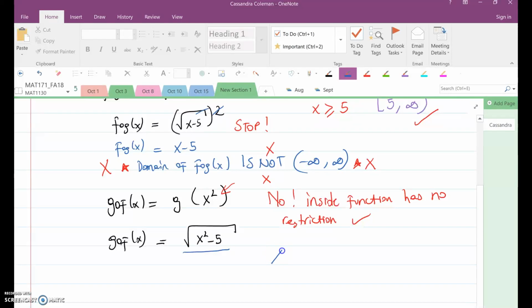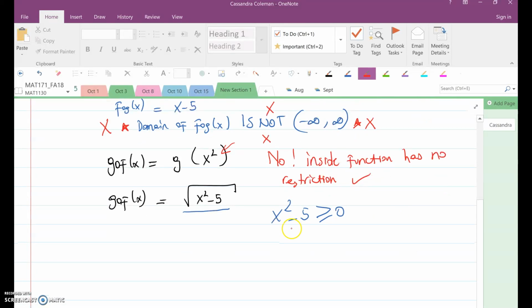So what will happen there? X squared minus 5 again should be greater than or equal to 0. Why? Because we are inside the square root. Okay, so then we should be looking at x squared should be greater than or equal to 5. All right, so how is that going to happen? So we need to find the roots of x squared minus 5. Make it equal to 0. So x1, 2 will be equal to plus or minus square root of 5.